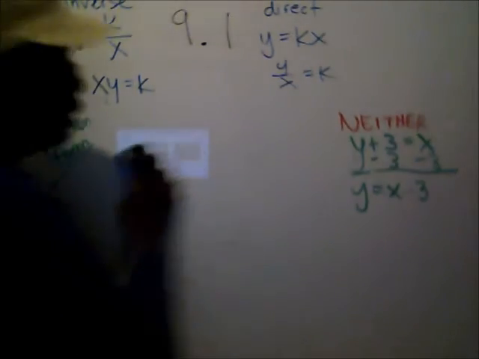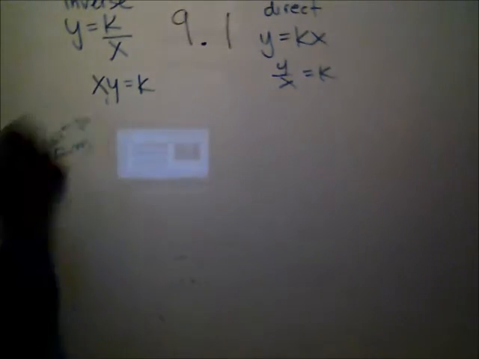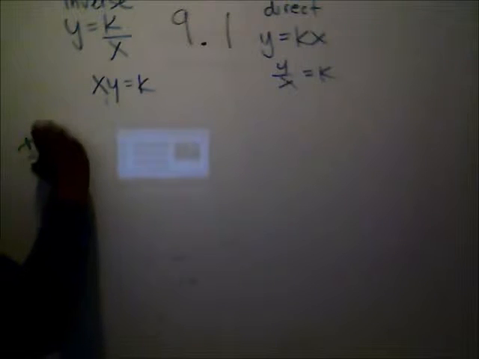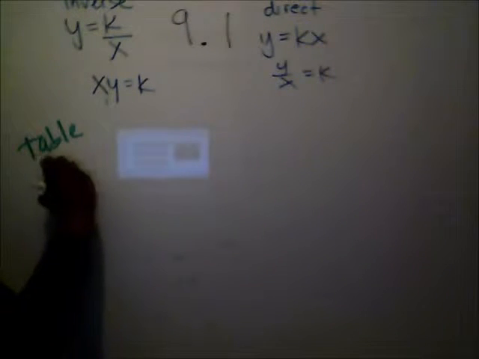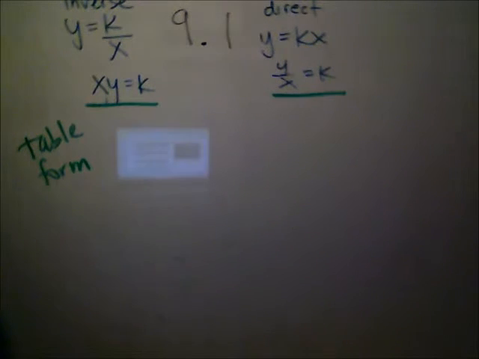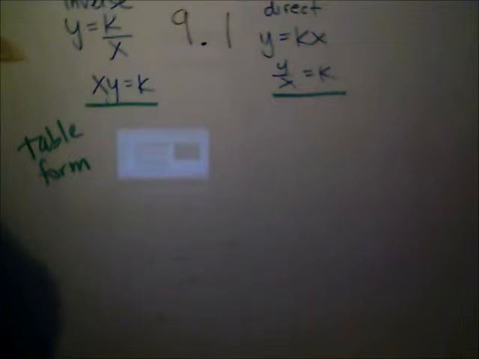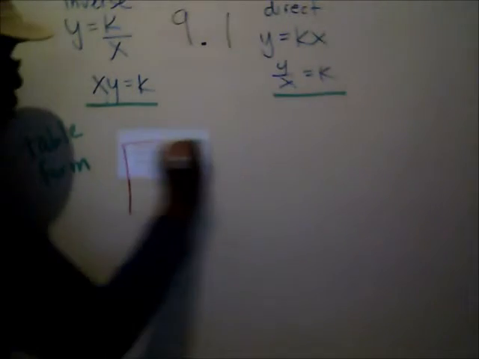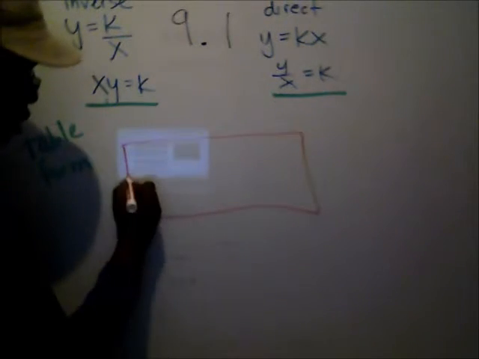Okay? So if we are dealing with tables, we have things in table form. We want to use this equation and this equation. Okay, that's going to be the most helpful for us if we have something in table form. So let's look at two examples. Let's say we have a table that's this.